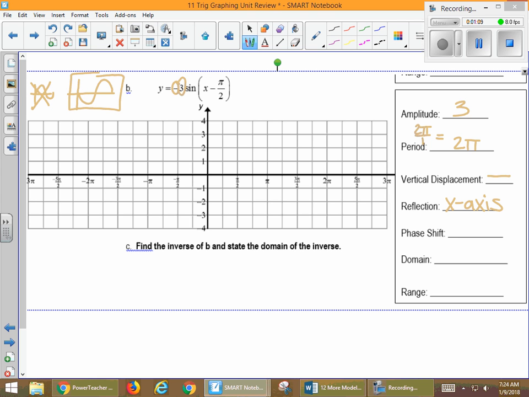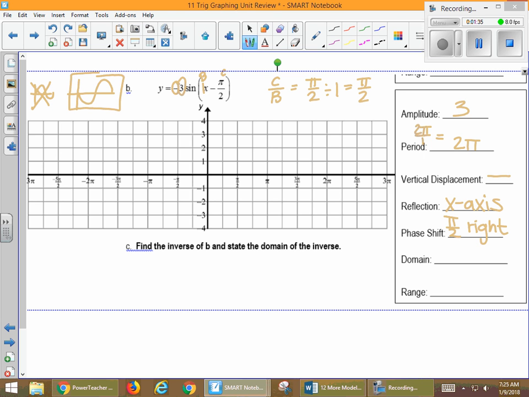We do have a phase shift. Since we don't have a number out front here, you can still think of your phase shift as always c over b, b being your number in front of x. But here, that would just be pi over 2 divided by 1, which is pi over 2. And since it's a negative pi over 2, it's pi over 2 to the right.